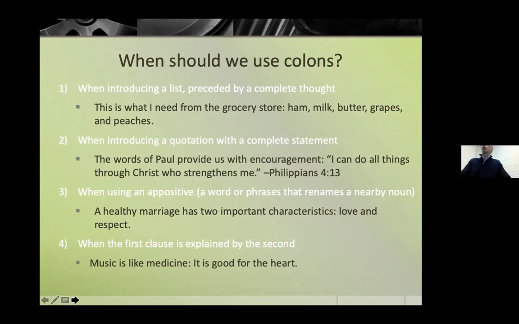A lot of times appositives are like, if you have a noun, like if you said Dr. Nordlof, my English instructor. In that case, if I was your English instructor, that would be an appositive. You would say it's restating who I am. Okay, and then this last example here, sometimes the first clause is explained by the sentence. So music is like medicine: it is good for the heart. Okay, so it's explaining the idea that comes in the first. So again, it's a relationship.